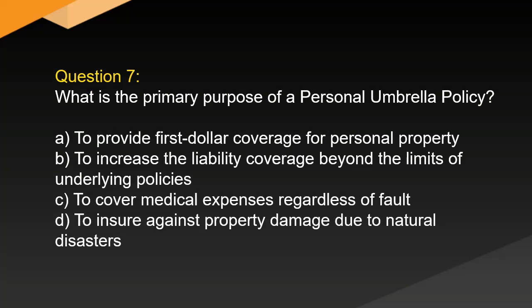Question 7. What is the primary purpose of a personal umbrella policy? A. To provide first dollar coverage for personal property. B. To increase the liability coverage beyond the limits of underlying policies. C. To cover medical expenses regardless of fault. D. To insure against property damage due to natural disasters.